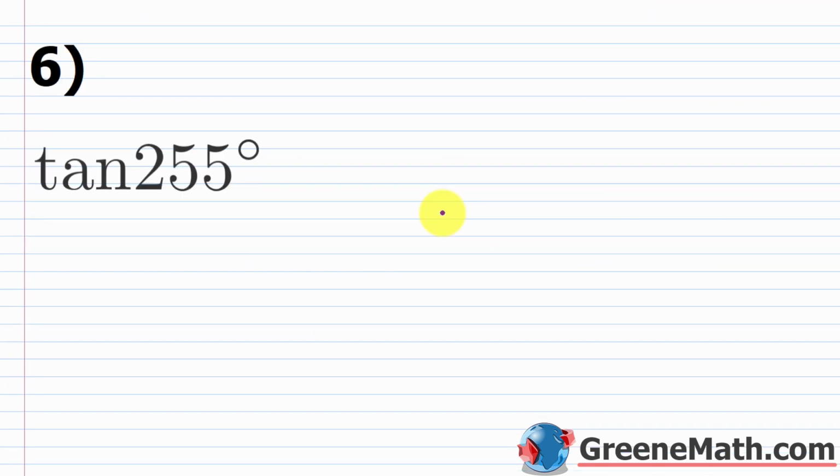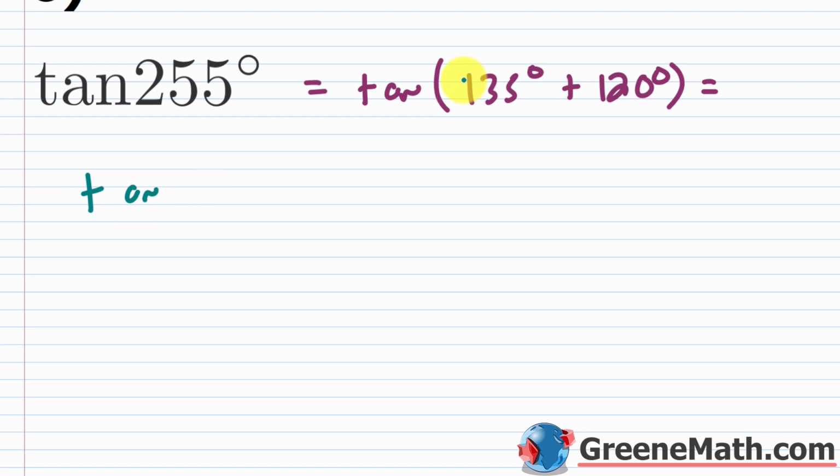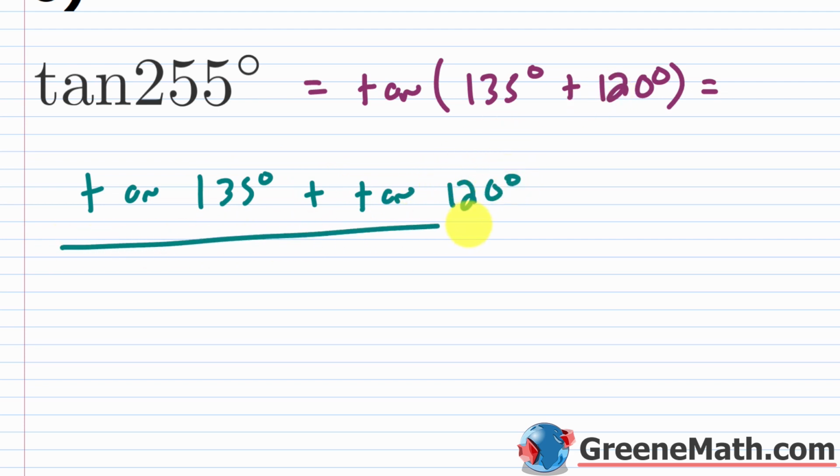All right, for problem 6, we want to find the tangent of 255 degrees. So this would be the tangent of 135 degrees plus 120 degrees. This is the tangent of 135 degrees plus the tangent of 120 degrees, over 1 minus. The sign here is going to match the sign in the middle and be different from the sign in the denominator, so that's how I remember it. You're going to multiply the tangent of 135 degrees times the tangent of 120 degrees. It's something you have to write down a few times.